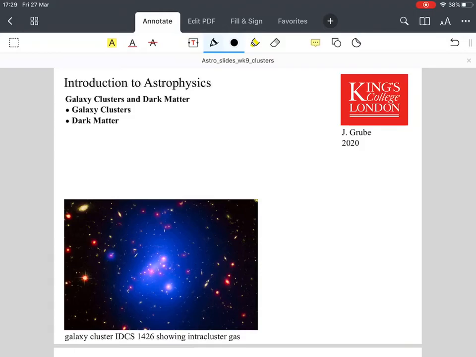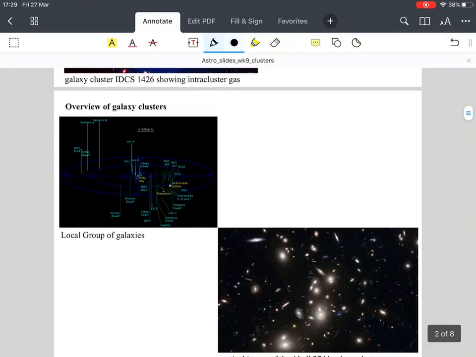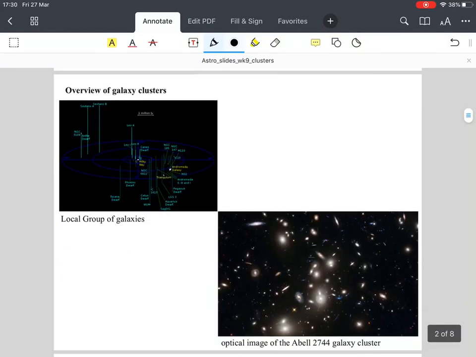Chapter 9 of Astrophysics. We are covering galaxy clusters and dark matter. The image that you see here is a galaxy cluster, IDCS 1426, and that blue haze that you see is from X-ray observations showing very hot gas that fills a large amount of the mass of the entire cluster of galaxies, but we'll get to that later.